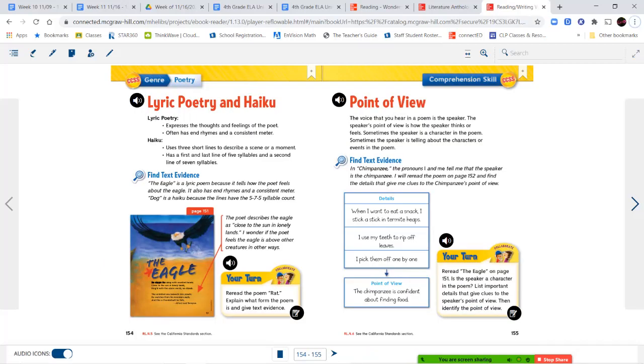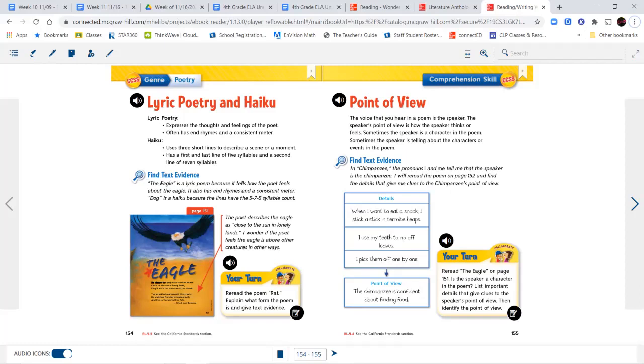All right, so let's go back and review our genre, which is poetry. And we talked about lyric poetry and haiku. So remember, lyric poetry shows a feeling or thoughts that are being expressed by the poet or by the writer of that poem. And they have a pretty consistent meter and rhyme. So there's a beat to it.